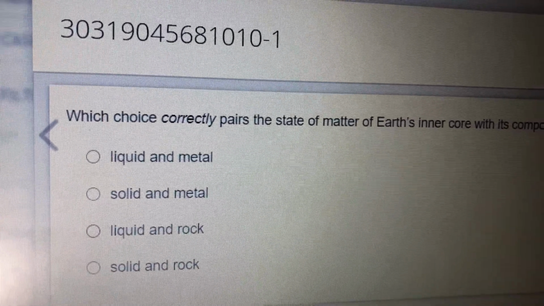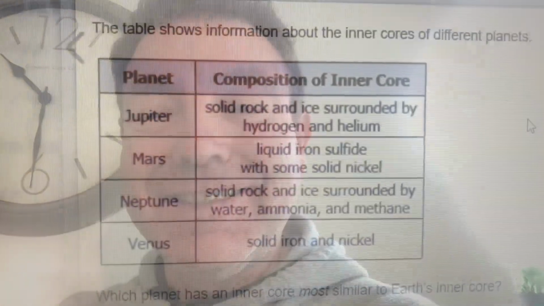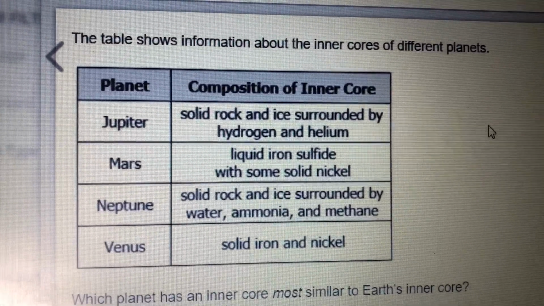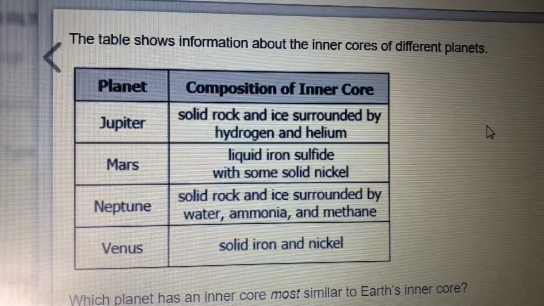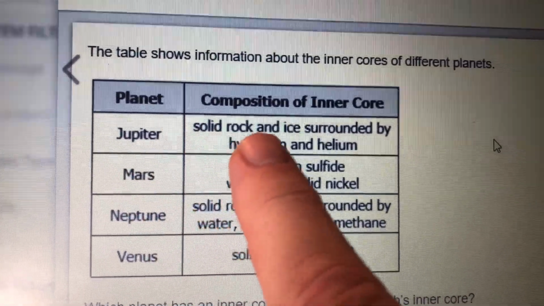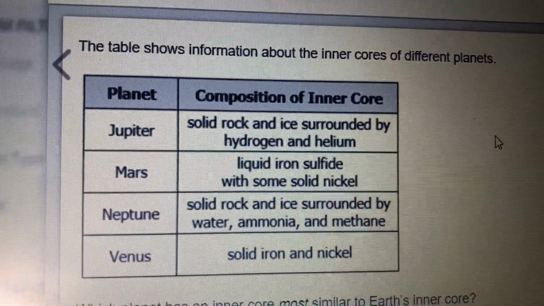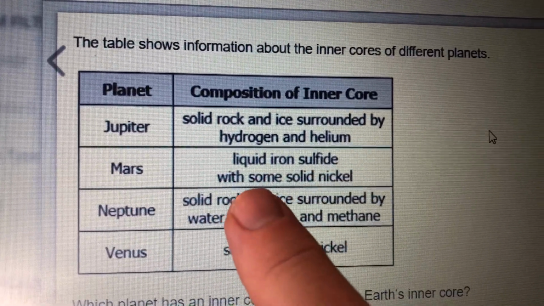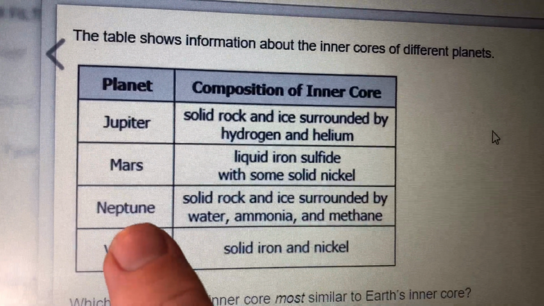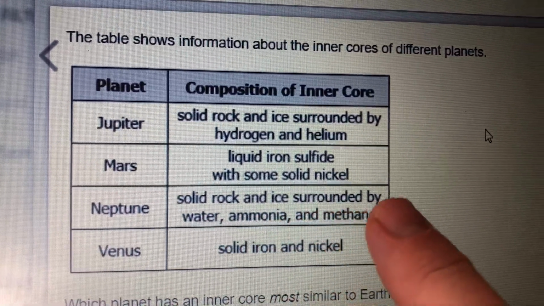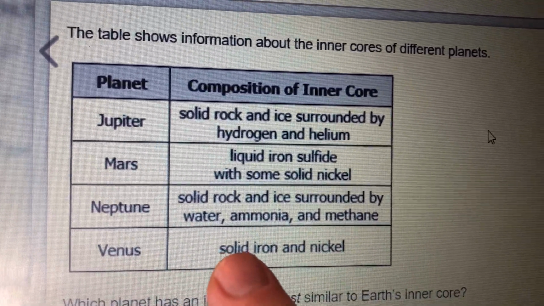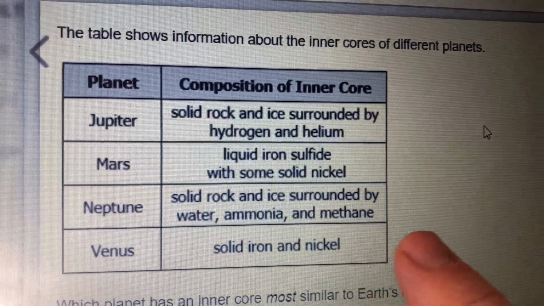All right. And we will do one more question, okay? One more. Get ready. So this table shows information about the inner cores of different planets. Jupiter has solid rock and ice surrounded by hydrogen and helium. Mars has liquid iron sulfide with some solid nickel. Neptune, solid rock and ice surrounded by water, ammonia, and methane. Ooh. And Venus, solid iron and nickel. Okay? Those are the inner cores.